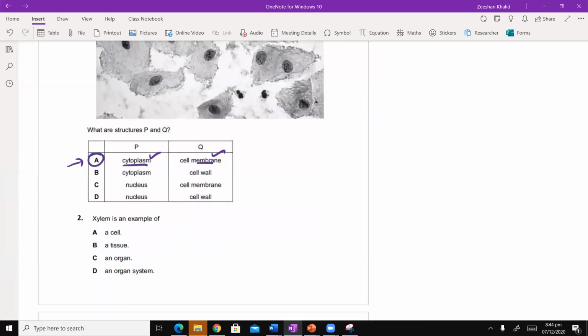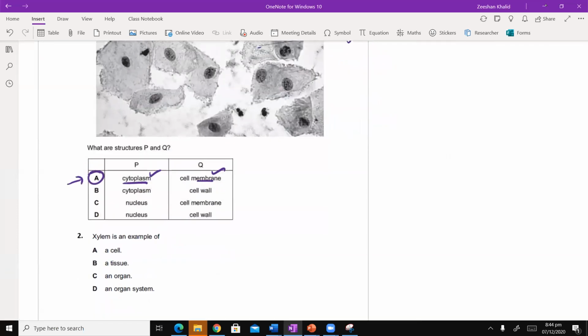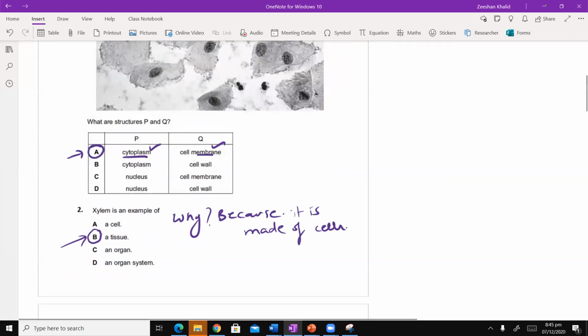Xylem is an example of option A, a cell, option B, a tissue, option C, an organ, and option D, an organ system. What do you think is the correct answer? The tissue? Yep, it's a tissue. Why is it a tissue? Because it is made up of cells. Of course, the cells have lost all of their contents, but that's a separate story. For us to justify why xylem is an example of a tissue, that's the line of argument.